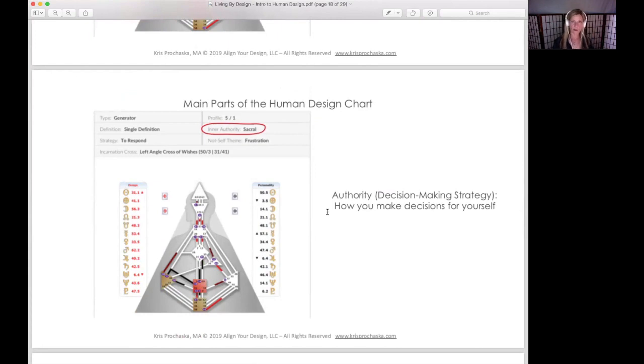It is how you navigate life. This is the most important part of your design. If you never learn anything else about your design, as long as you know what your decision-making strategy is, you can do fine. Your design does you. It's been doing you since the moment you were born. So, you're either in flow and in alignment with it, or you're out of alignment. And the biggest way that you can get out of alignment is by not following your own authority or decision-making strategy. So you see here on the screen, mine is sacral.